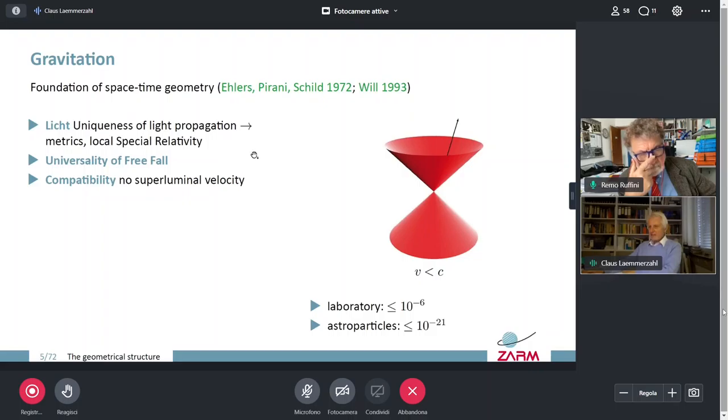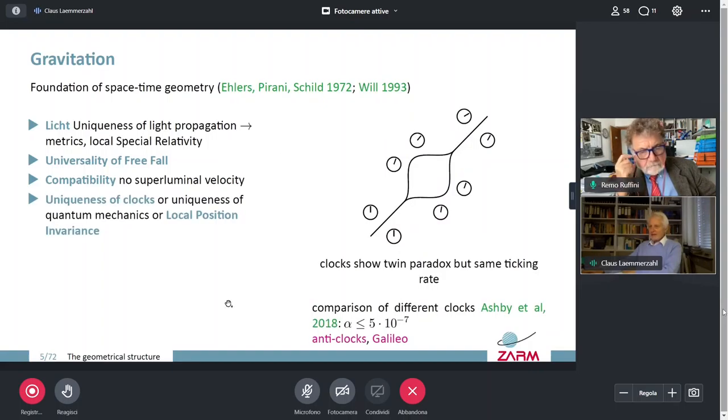There is still this wild potential, which can be gotten rid of by the last axiom, that is the uniqueness of clocks or the uniqueness of quantum mechanics, or as it's called by Will, local position invariance. This means if you have two identical clocks and propagate them along two different paths, then in general, the clocks show a different time. But within this framework, they still may also have a different ticking rate. But this has never been observed. The properties of clocks in terms of ticking rates and so on do not depend on the history of the clocks. That is, quantum mechanics is also unique. And this has been tested very nicely.